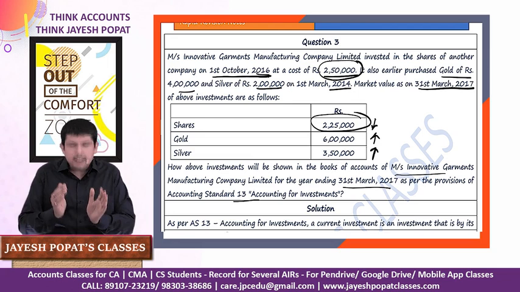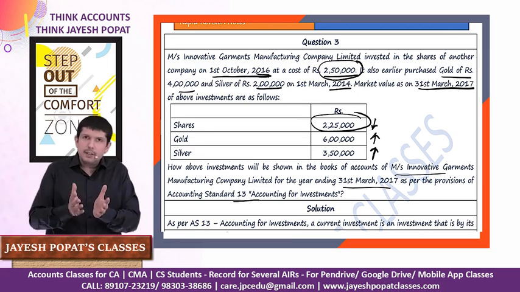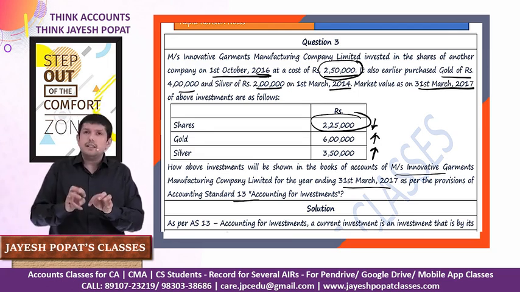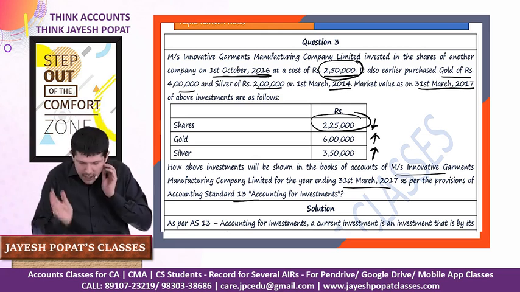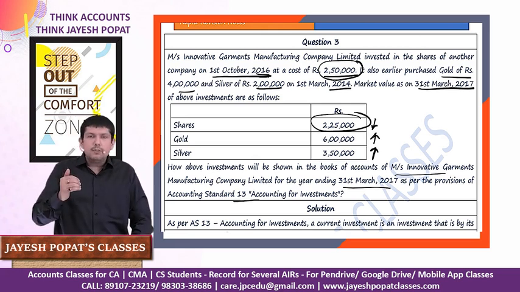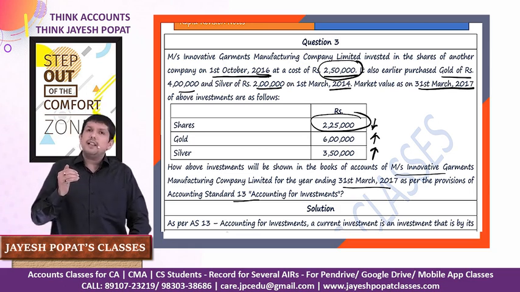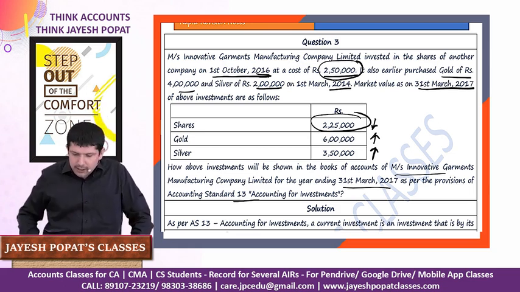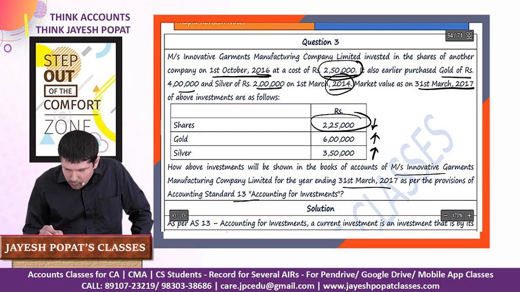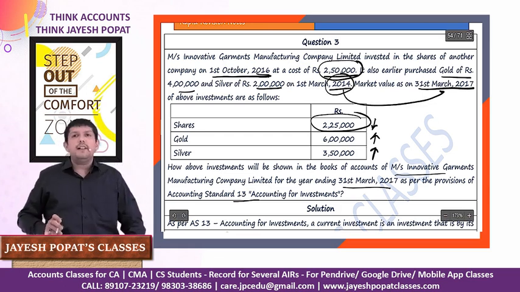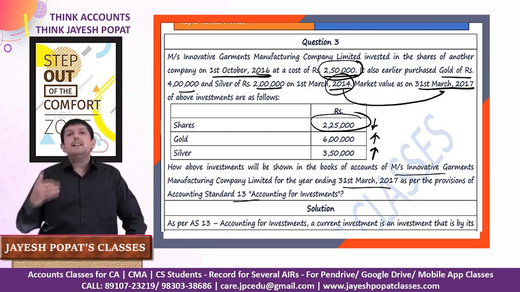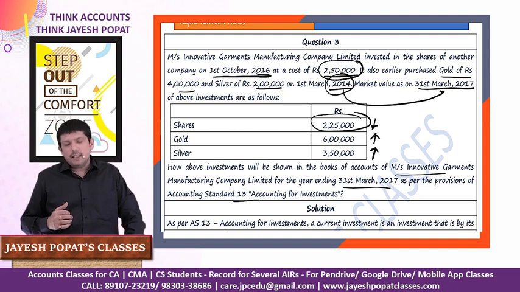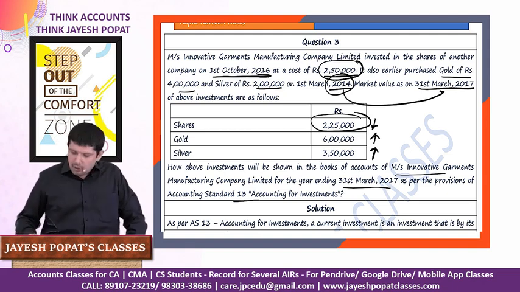But if we are considering this investment in shares as a long-term investment and there is no indicator or no fact stated that this is other than temporary decline, then this investment in shares will continue to be carried at 2,50,000 in the financial statement. Gold and silver have been purchased in 2014 and now we are in 2017, so it is apparent that the investment in gold and silver is for a long-term basis, and also there is no decline in the value of that investment, so these should be carried at cost.